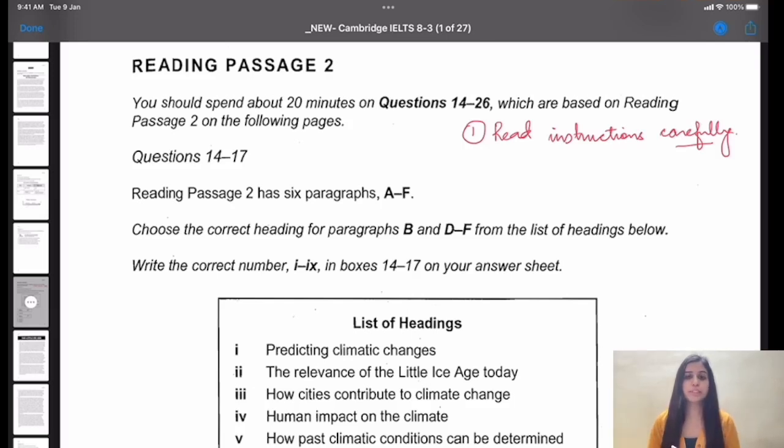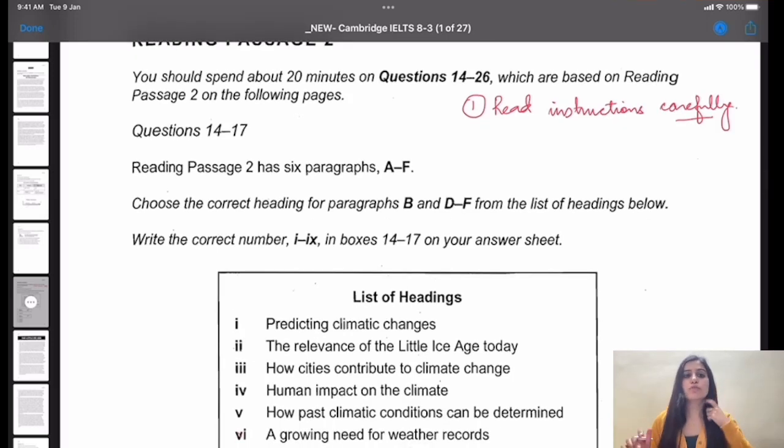Let's do that. This is reading passage 2 from test 2 of Cambridge book 8. It says you should spend about 20 minutes on questions 14 to 26, which are based on reading passage 2 on the following pages. Questions 14 to 17 have to be solved here. Reading passage 2 has 6 paragraphs, A till F. Choose the correct heading for paragraphs B and D till F from the list of headings given below.